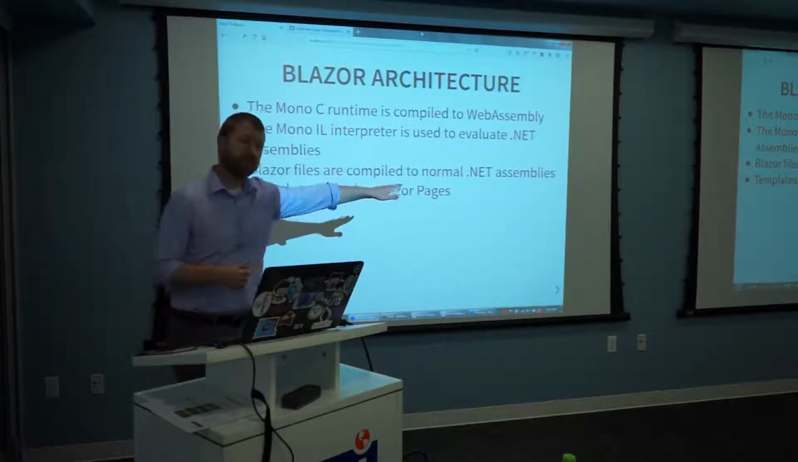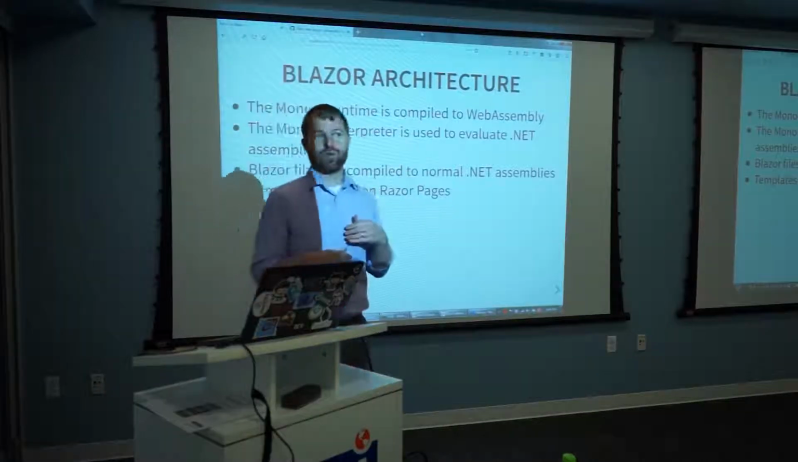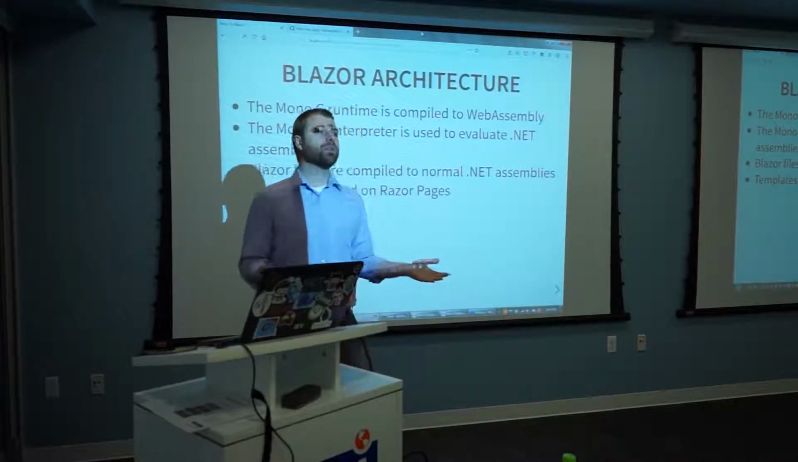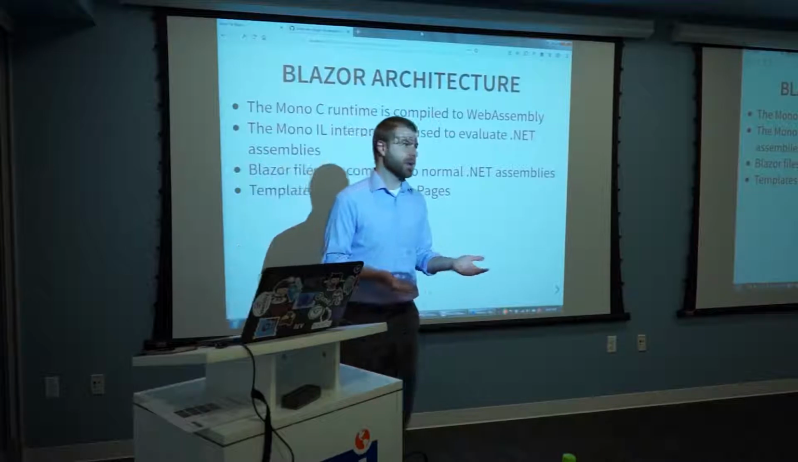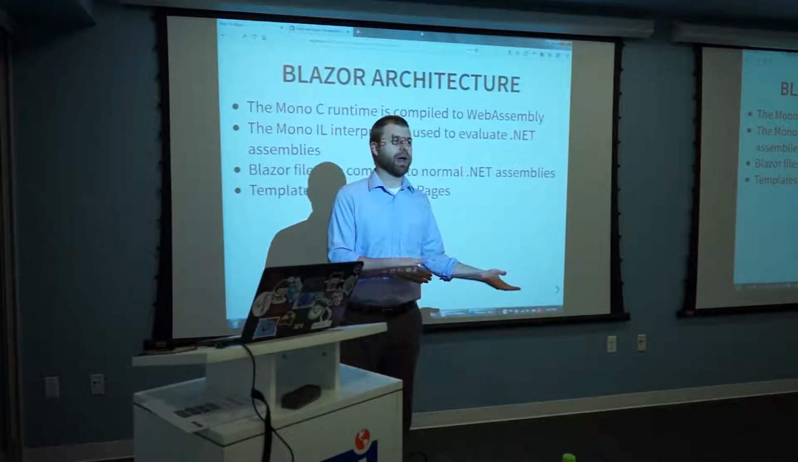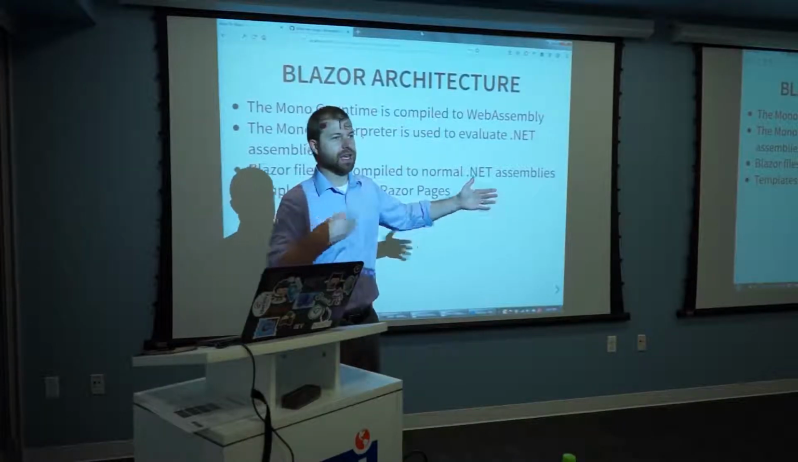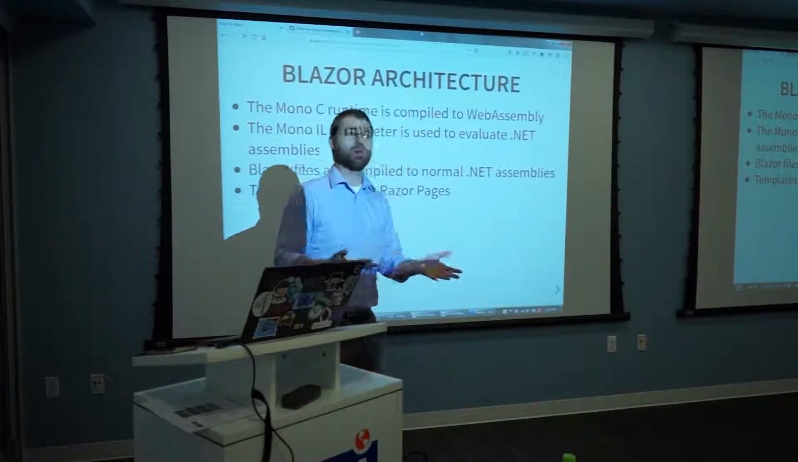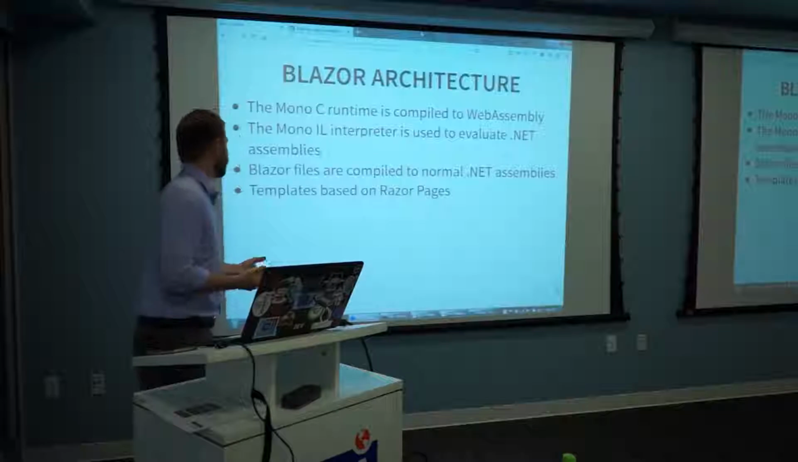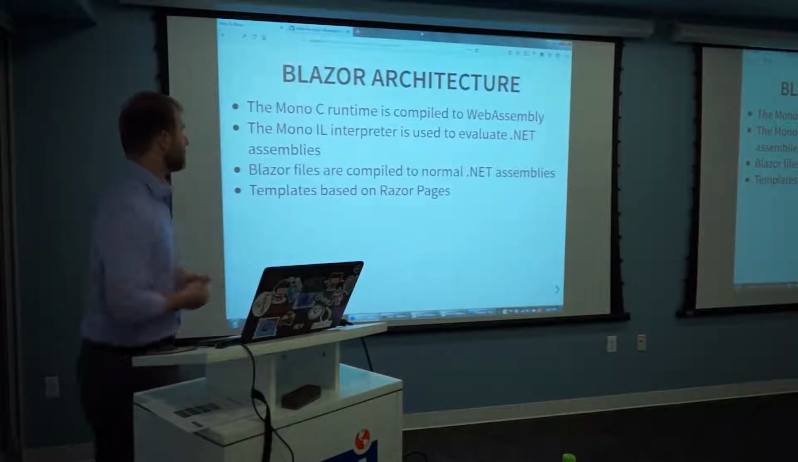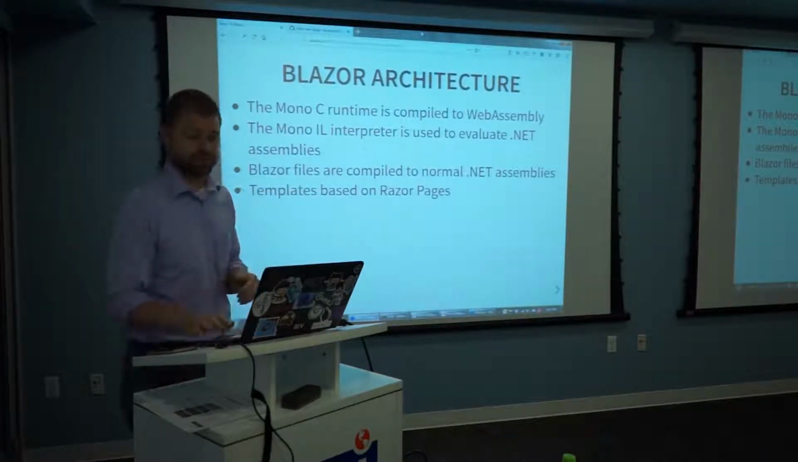Blazor files are essentially .NET assemblies. They're just normal assemblies. If you opened one in a decompiler on your system after compiling it and before deploying it to the web, you'd be able to see methods, classes. It's just normal .NET code. And the templates in Blazor I mentioned are based on Razor pages.